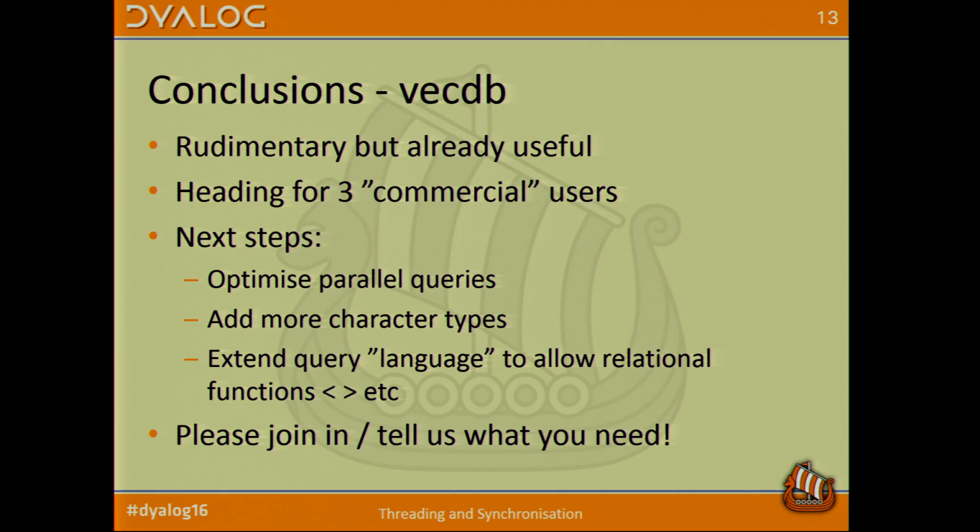It's rudimentary, but it's already useful. There are 3 people who don't have it in production yet, but are actively looking at building commercial tools and using it as a prototype. There's more work to do, but I think it's already useful. It would be really good if you have this kind of problem, this kind of data, if you would take a look at it and let us know, help us prioritize the next steps in this journey.